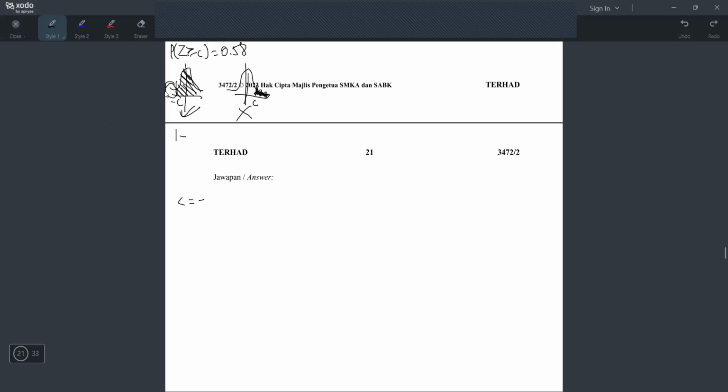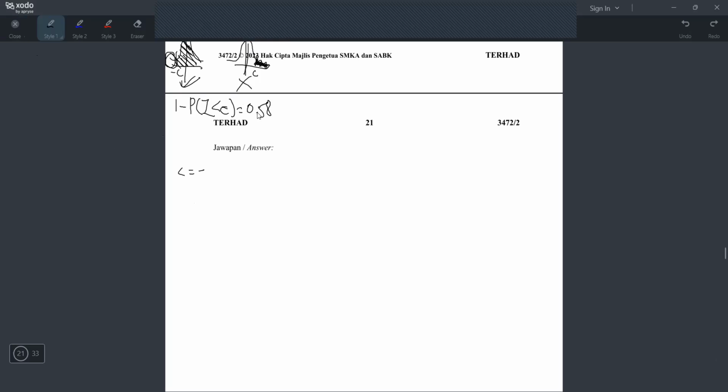1 minus the part you don't want. What is the part you don't want? This one, which I circled. Because 1 is the total area. So you minus the part that you don't want. The part that you don't want is the P(Z) smaller part, negative C. But you don't write the negative, right? But deep down you know it's negative. You just didn't write it, right? You know it's negative. So 1 minus P(Z smaller than negative C) equals 0.58, right?